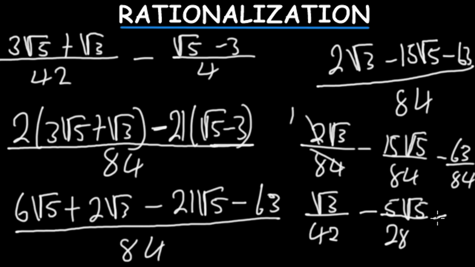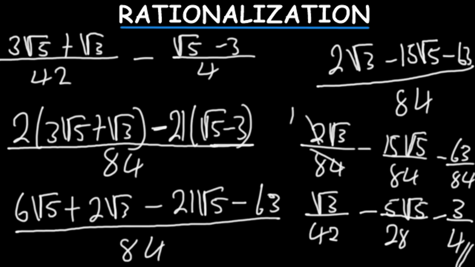Right? And the last one, can anything go into 63 and 84? Let's check 21. Yes, 21 can go. So 21 in 63, that should be 3. So we have 3 over 21 in 84, that should be 4, so 3 over 4, which is the final result.